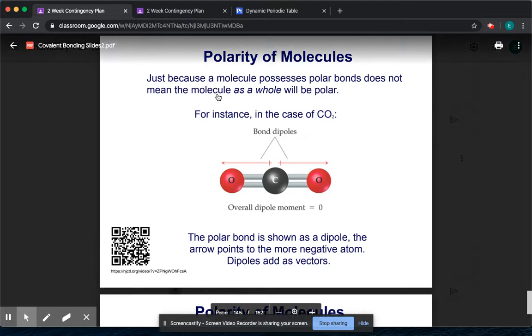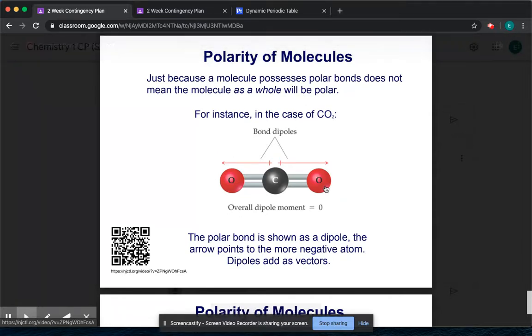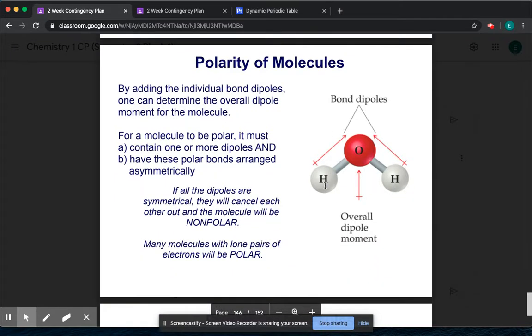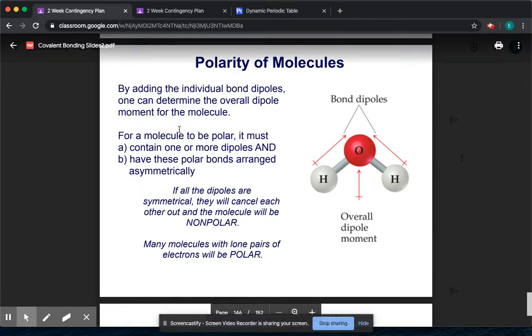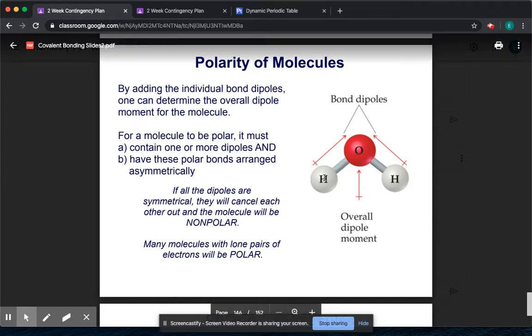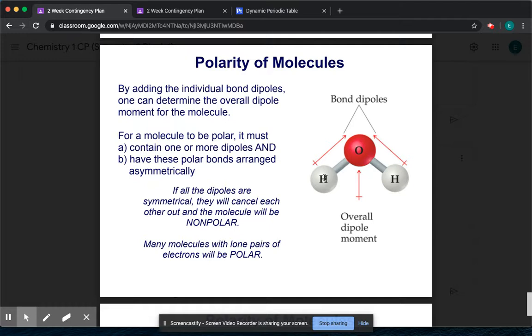Okay? So just because there are polar bonds, does that mean the molecule itself will be polar? This molecule is not polar because the poles cancel each other out. Now let's look at water. This is an example of water. In this case, water forms a bent shape. So it's no longer in a straight line. Now we have a bent shape.